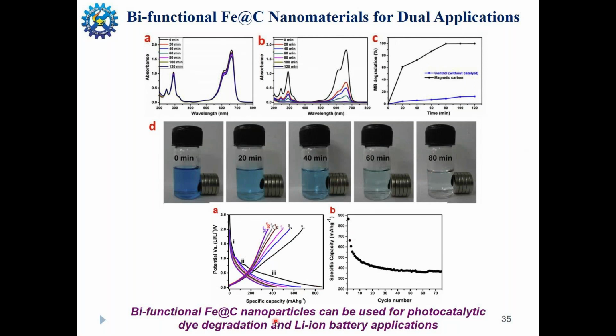And we also use this for energy applications as a lithium-ion battery anode material. And we see that up to 80 cycles, the specific capacity is good with about 400 milliamp hour per gram.